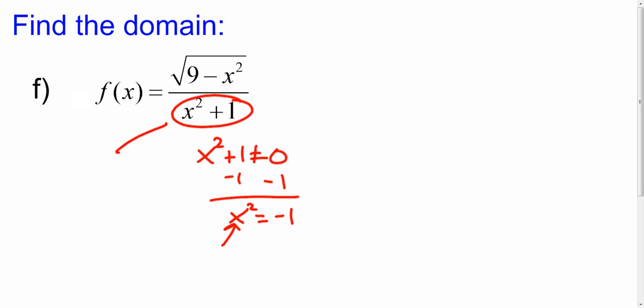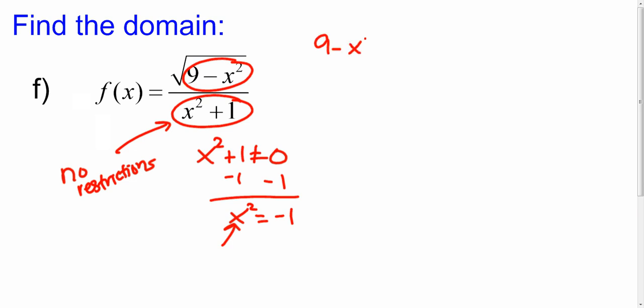So this down here, actually, there's no restrictions on. You can put any number in for x. It doesn't really matter. When you square it, you're never going to get -1, which would make the denominator be 0.